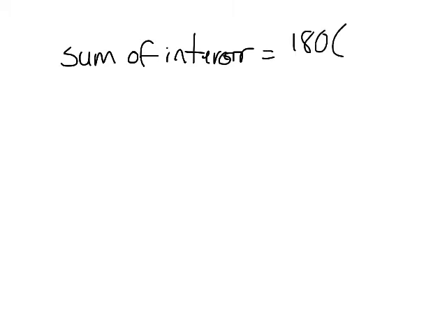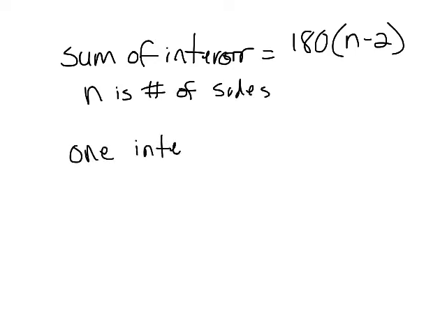So we have to remember the formula, because I could give you a polygon with many, many sides, and you might not be able to draw in all the triangles. So the formula for the sum of the interior angles is 180 times n minus 2, where n is the number of sides. One interior angle is going to be the sum divided by the number of sides. So it's 180 times n minus 2 all over n.